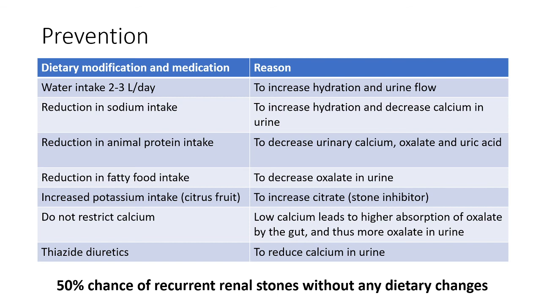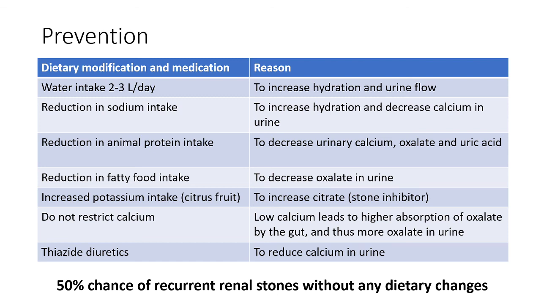After one episode of renal stones, there is 50% chance of recurrence without any diet modifications. Therefore, preventative measures are important. Specifically, dietary changes. Adequate water intake will increase the urine flow. Sodium intake should be reduced to maintain hydration and to prevent excess urinary calcium.